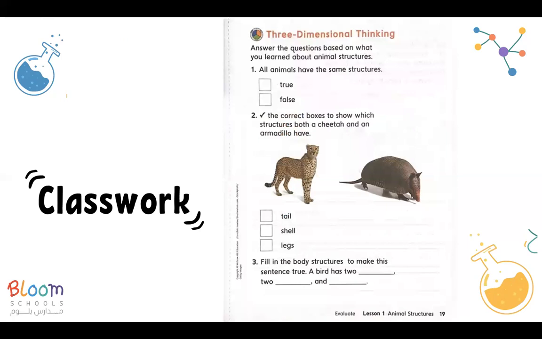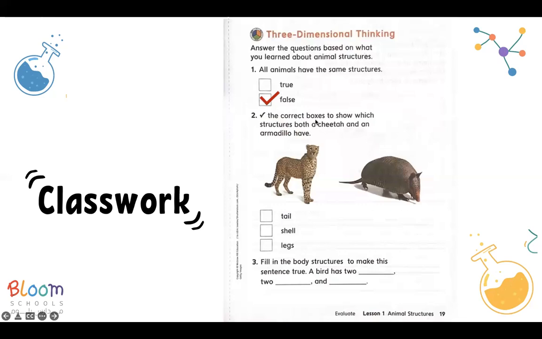Next, page number 19, we answered these questions. The first question says, answer the questions based on what you learned about animal structures. All animals have the same structure. Is this statement true or false? It's false. Not all animals have the same structures. Animals have different structures.